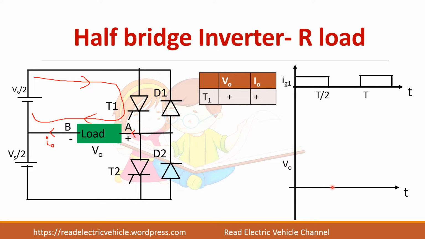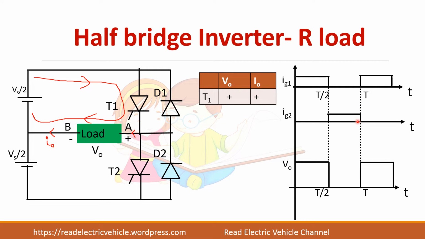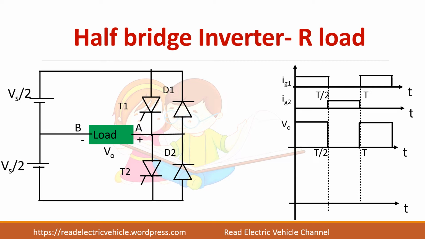So we can draw the load voltage. V0 will be equal to Vs by 2. Now if you apply the gate pulse for the second thyristor T2, this is the circuit when T2 conducts. So the current flows in this way, and you can see that the plus end of the load is connected to the negative of the supply.